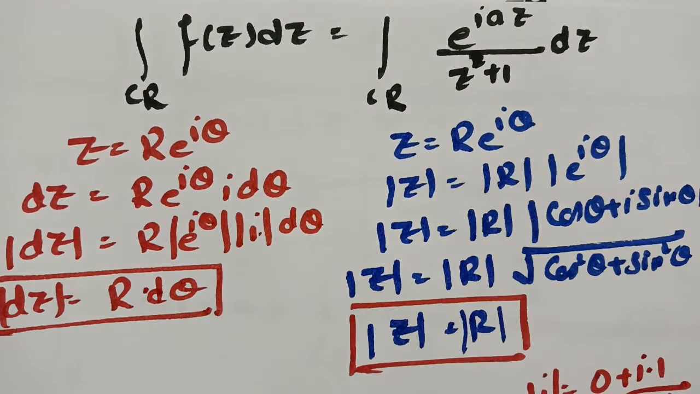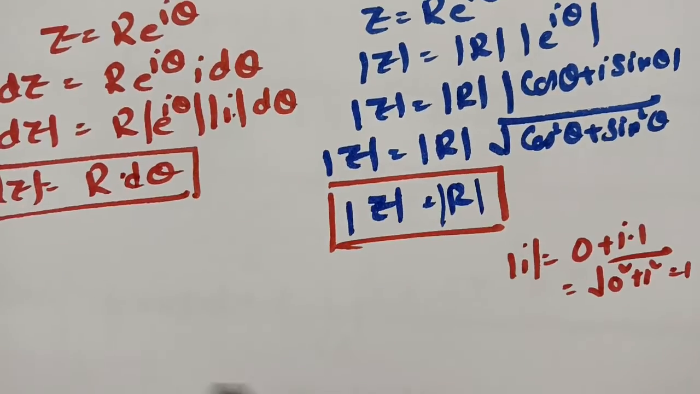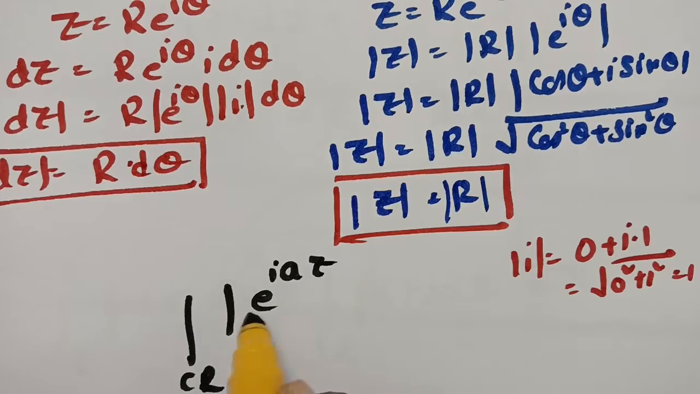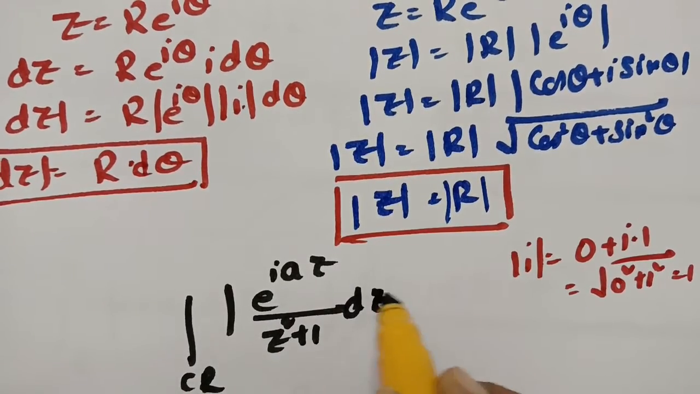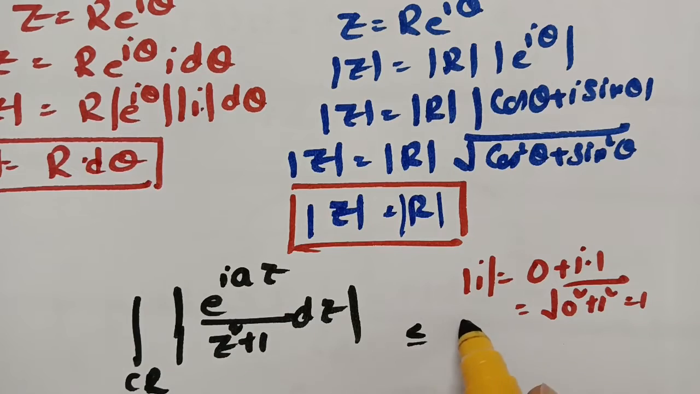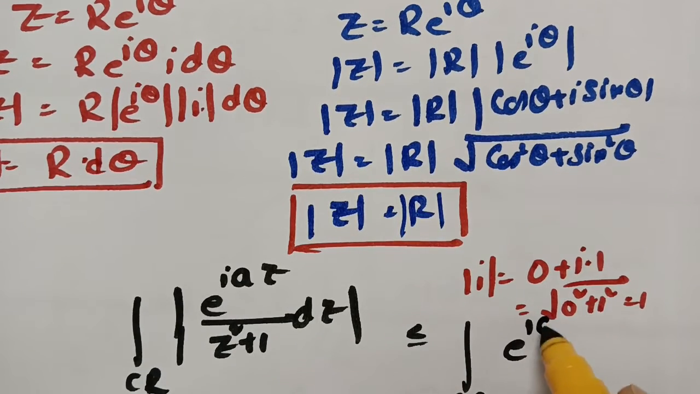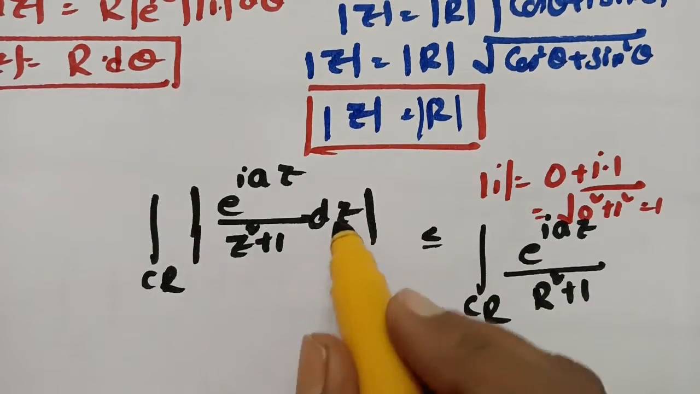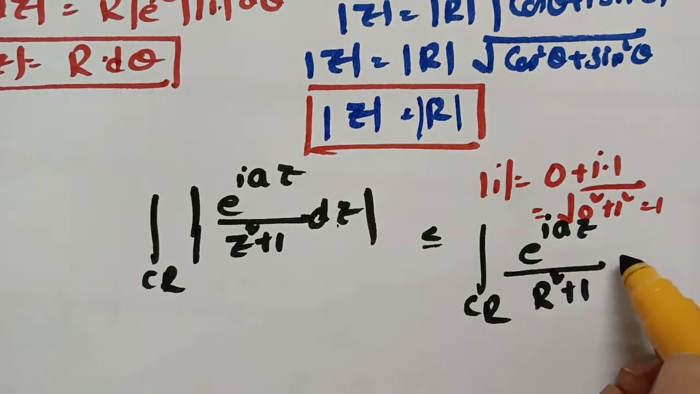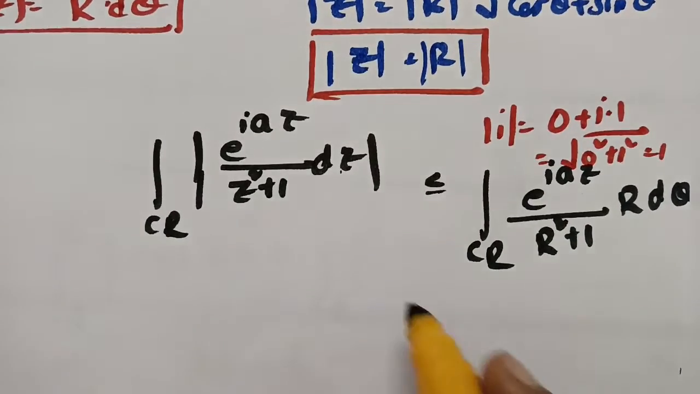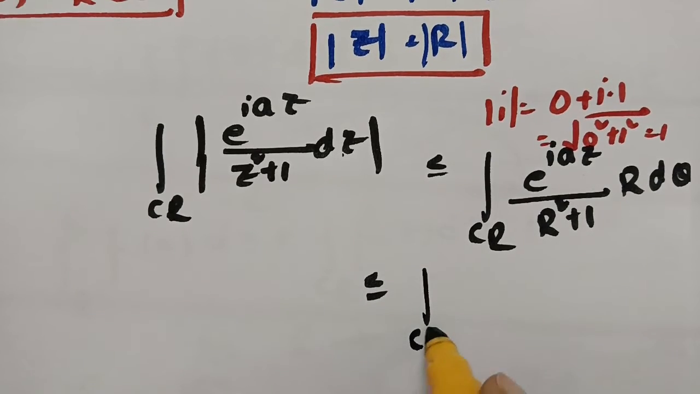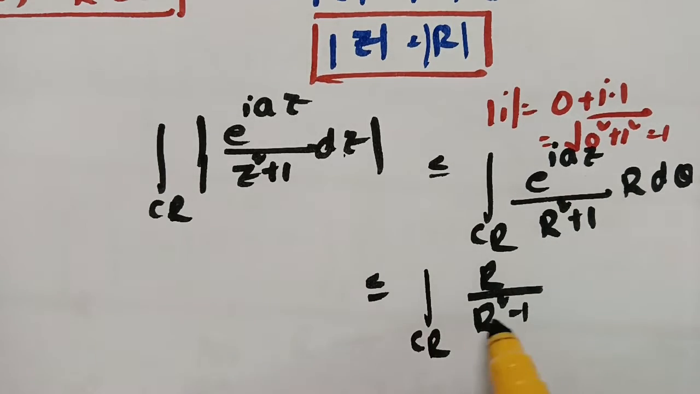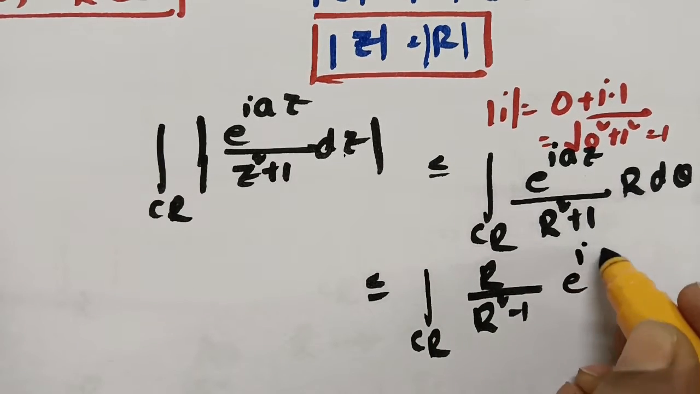So here is our problem, the integral over C_R. If I take the modulus, the modulus of e to the power i a z by z squared plus 1, dz, is less than or equal to the integral over C_R of the modulus of e to the power i a z by r squared plus 1 (the denominator), and dz is nothing but r d theta. So this value is less than or equal to the integral over C_R of r by r squared minus 1, times the modulus of e to the power i a z.